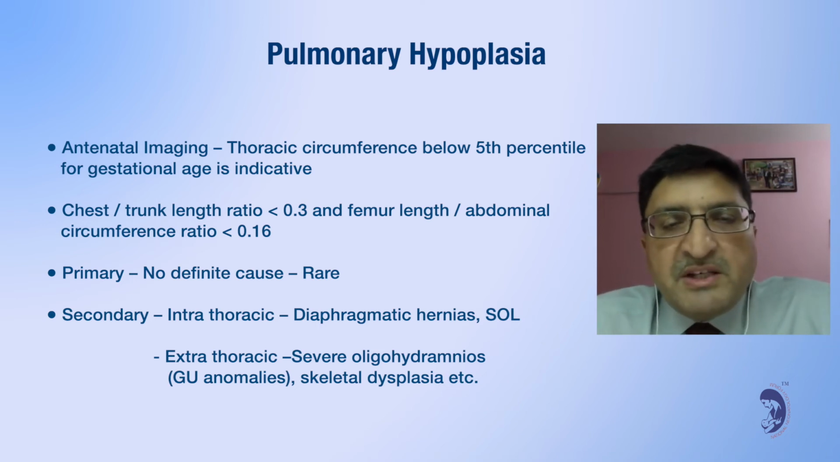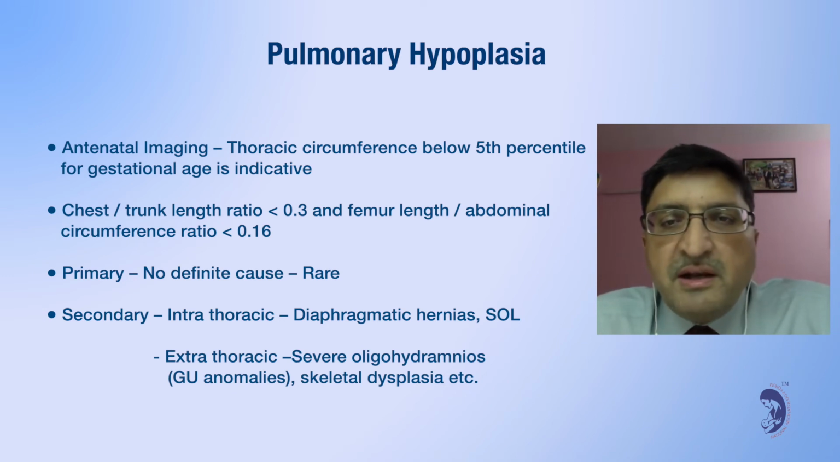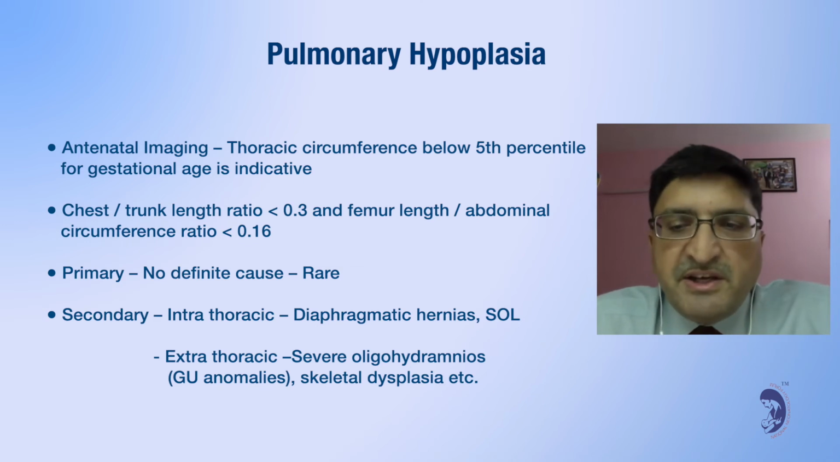Primary pulmonary hypoplasia does not have any particular definitive cause. It, however, is rarely seen. However, secondary pulmonary hypoplasia may be because of intrathoracic causes like diaphragmatic hernias or space occupying lesions, or extrathoracic causes like severe oligohydramnios, which may be seen in genitourinary abnormalities or even skeletal dysplasias.